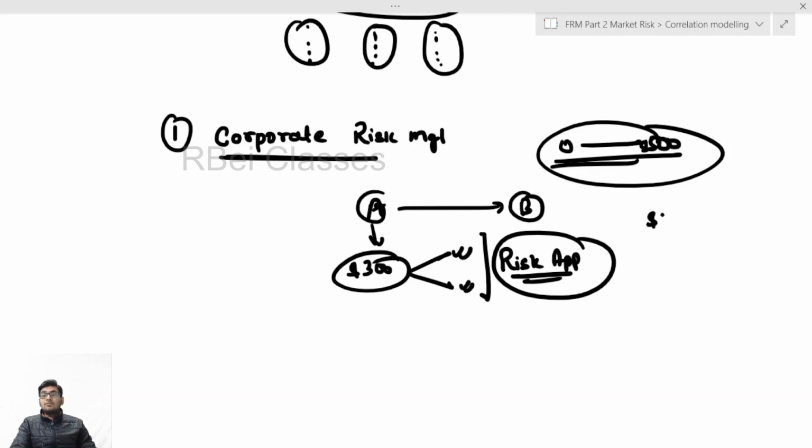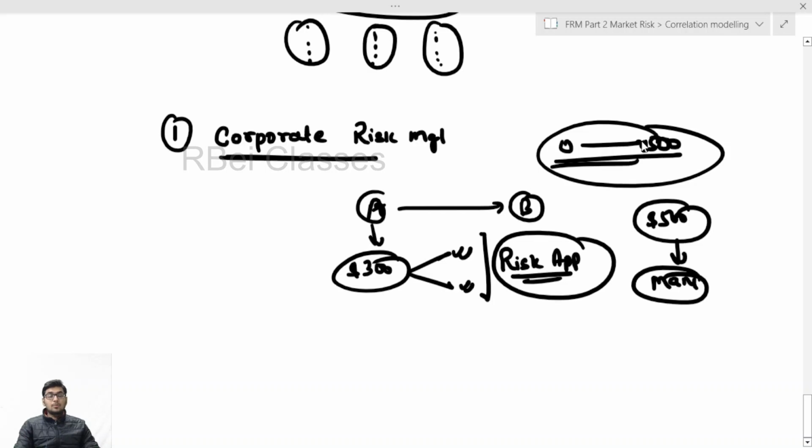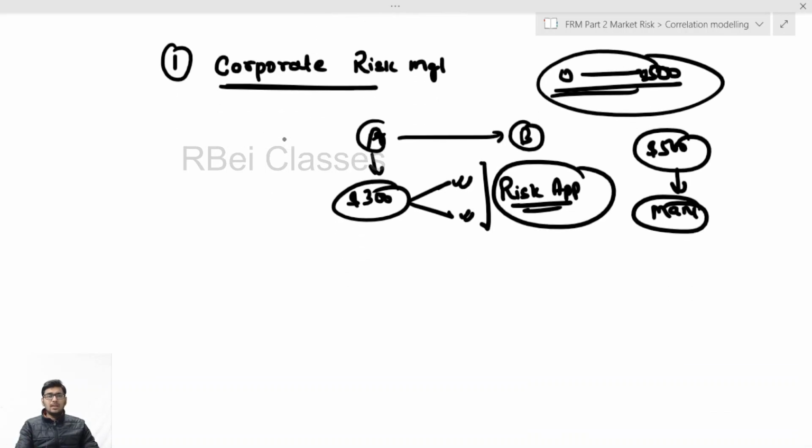But beyond $500, I need to manage my risk. Clear? I need to take the hedging steps, the hedging strategies. Now when it comes to corporate risk management, I am talking about a bank like HDFC, SBI, or any mutual fund houses. Clear? So you have to take the steps to ensure that you will be able to manage the risk.